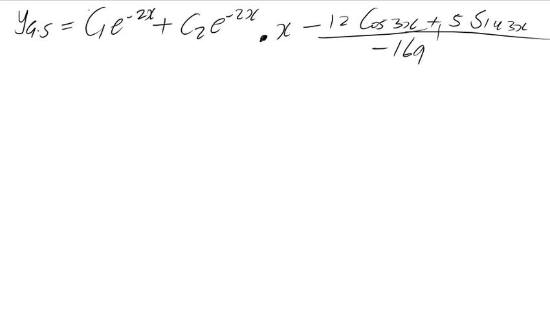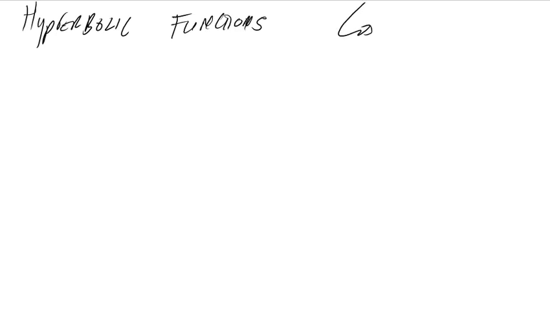So the next one that I'm gonna be doing is for cosh, for hyperbolic functions. Hyperbolic functions is your cosh ax and sinh of ax. So you only have two. Don't take the tangent. We only use cosh and sinh.